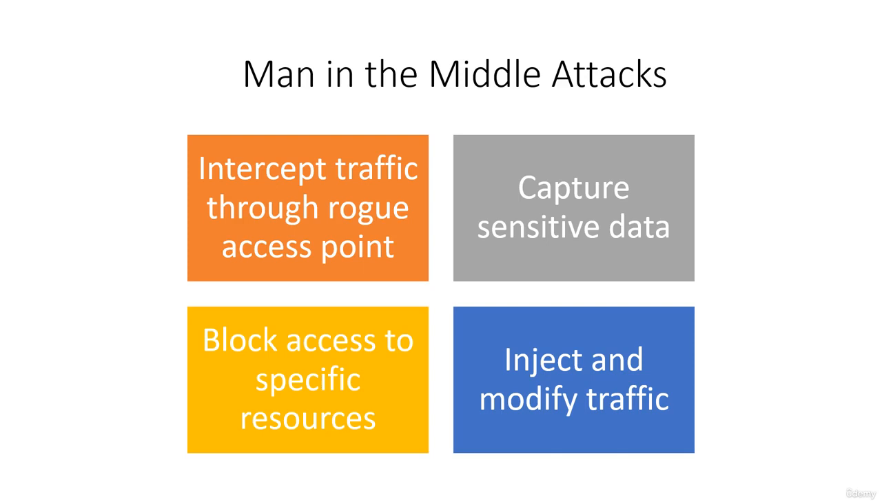For this attack, we will be using a rogue access point to intercept the traffic. The idea is intercepting and dropping the traffic to capture some sensitive data, but we can also use it to block access to specific resources, for example to block a user from accessing their mail, or even to inject and modify the traffic. If you really want to get aggressive in your testing, you can use tools such as BeEF to inject malicious JavaScript into HTTP traffic, etc.